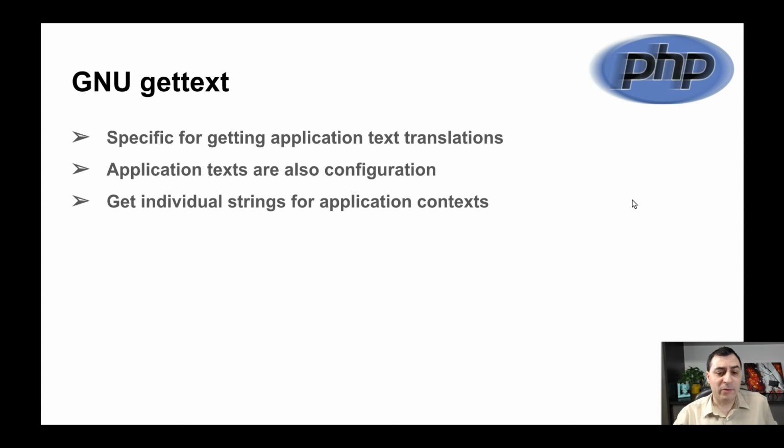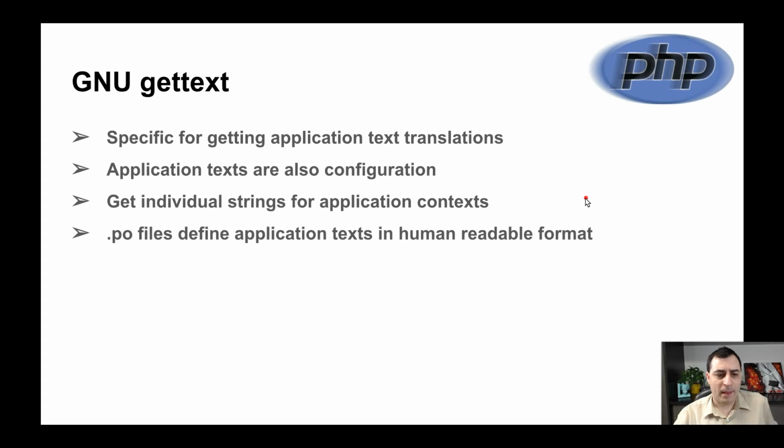Basically, you can get individual strings for different application contexts, so you can group the definitions of application text in separate files and make it easier to maintain. And those files have the extension .po, and they define application text in a human-readable format. The .mo file extensions are basically binary files that contain compiled translations of the text of your application.